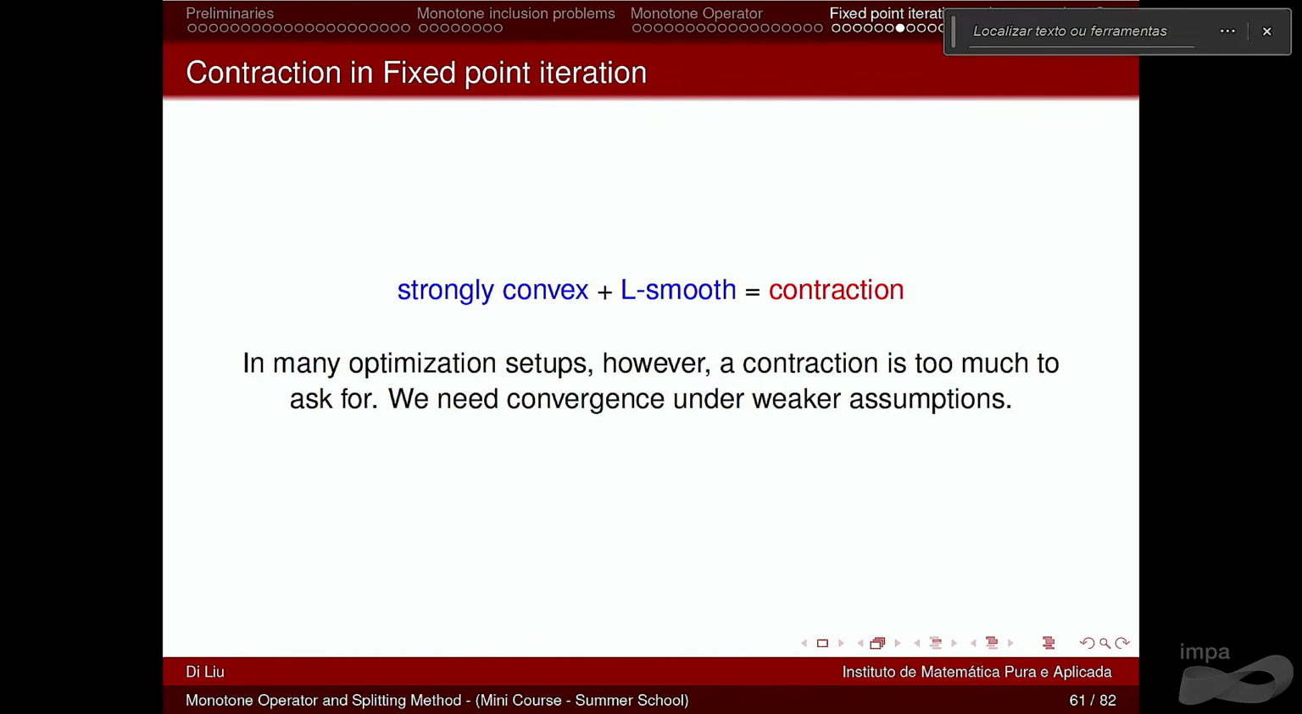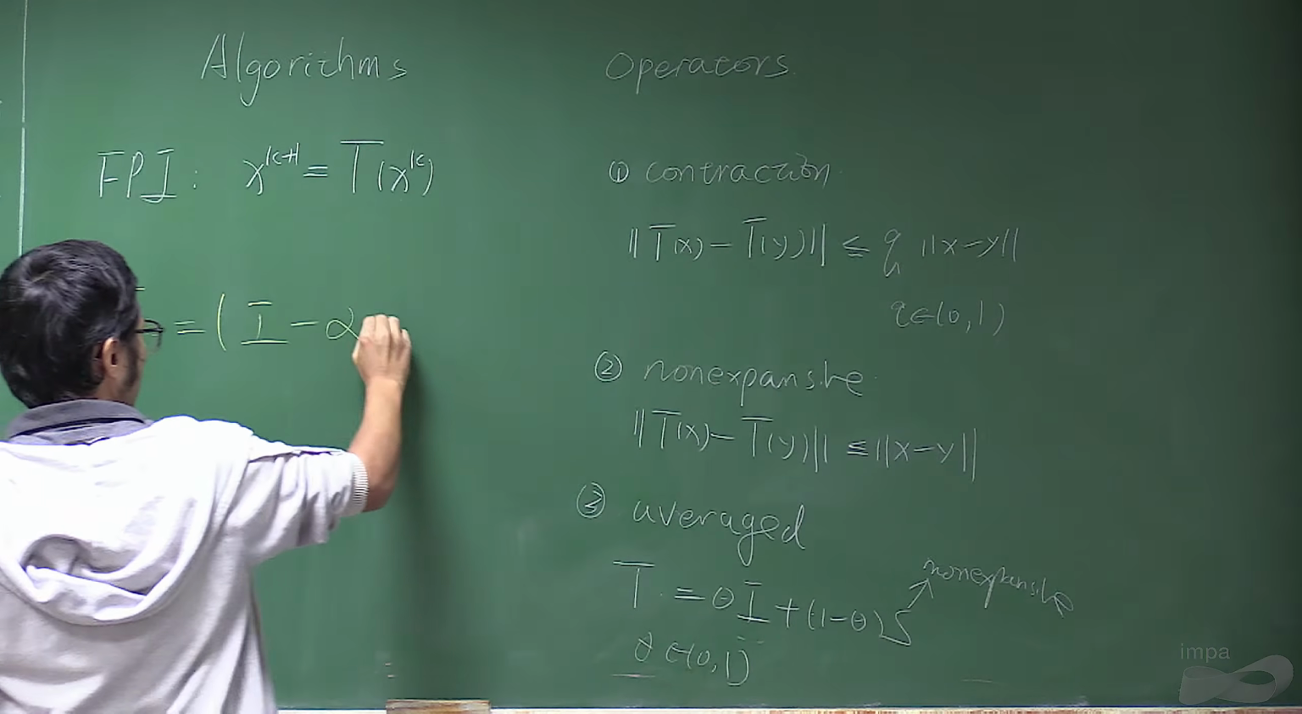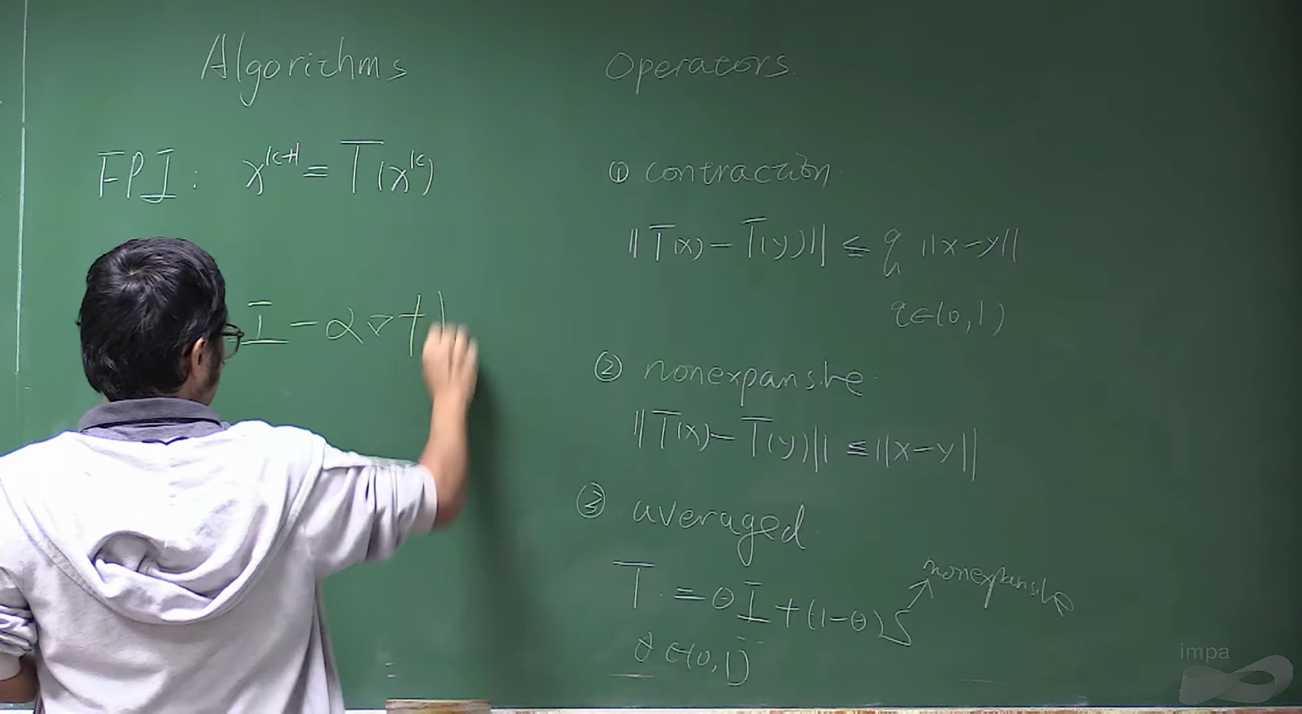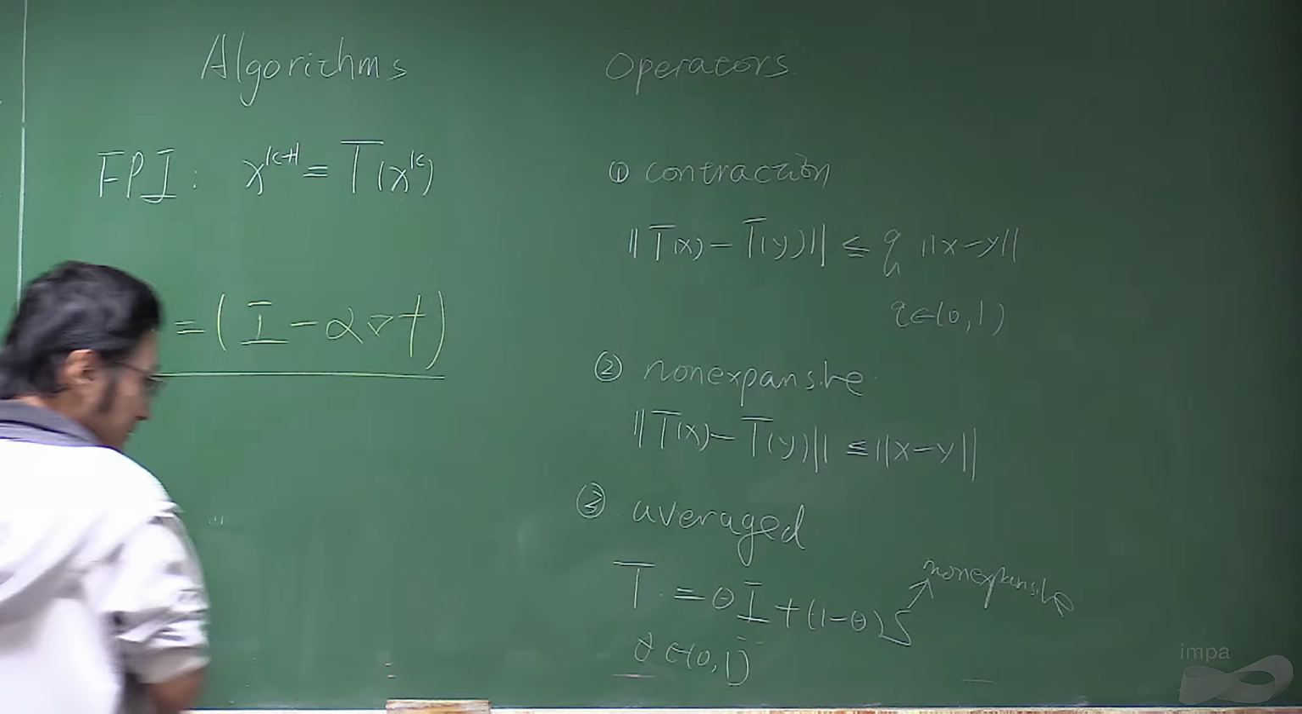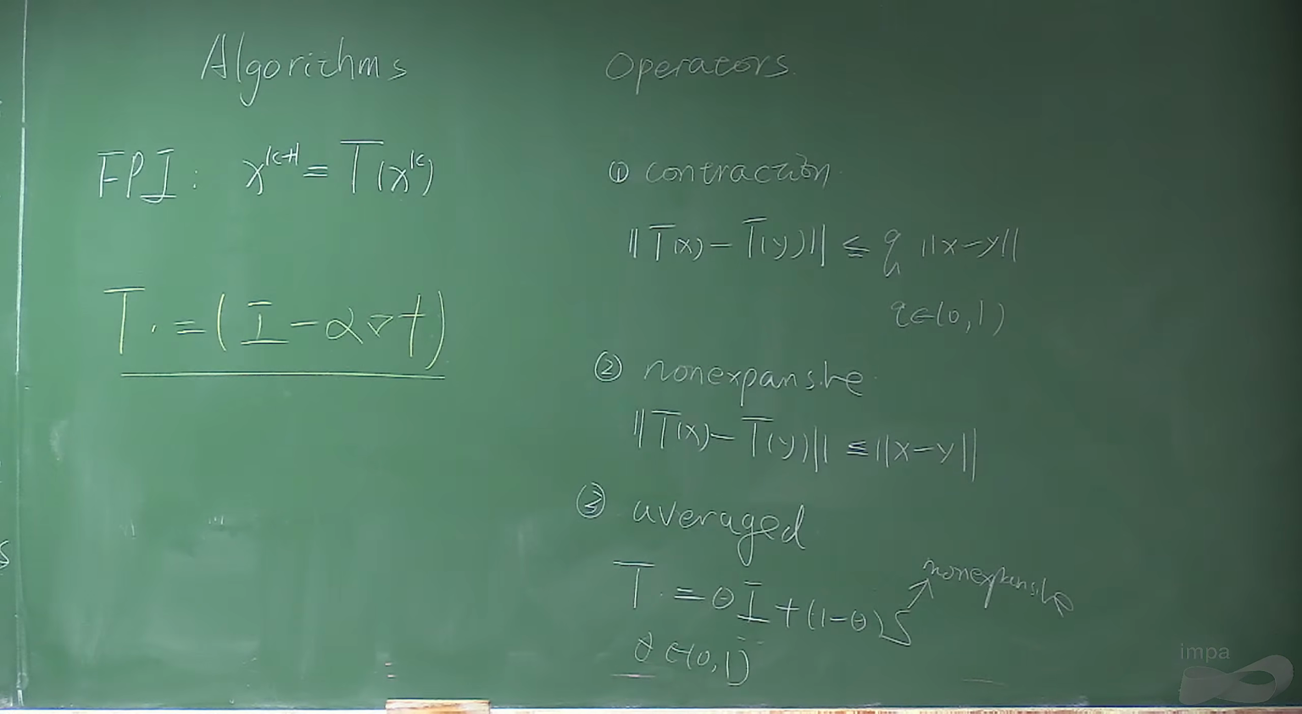Let's analyze a little bit more. Here we need the assumptions of strong convexity and L-smoothness about the function f. Then we get the operator T. We need to pay attention: the operator T here is the identity minus alpha times the gradient of f. This is the operator T in this fixed point iteration.